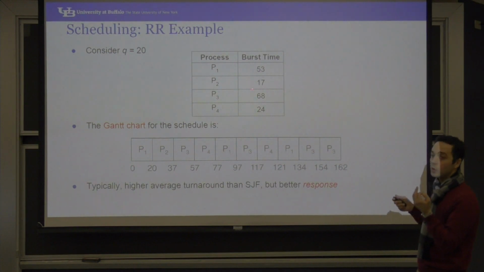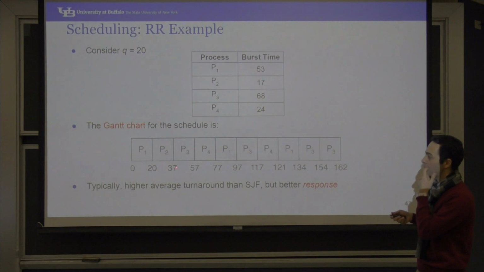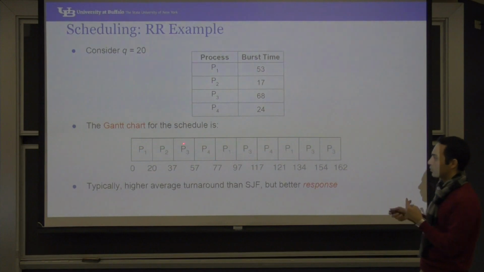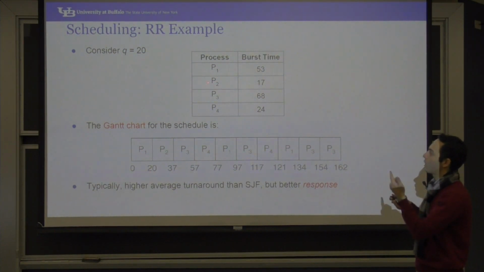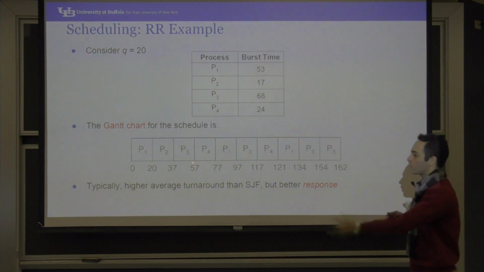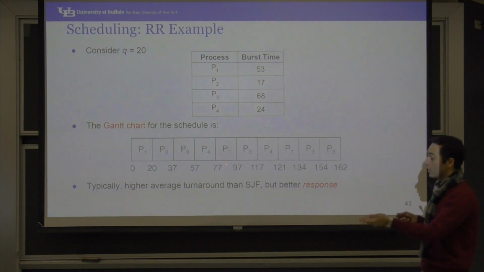P2 runs, but it doesn't run for 20. Remember to always check with this. P2 has 17 remaining, so it only runs up to this. P3 runs for 20 more, and now it has 48. P4 gets to run, and that now has 4 more left. And so these are not very proportional. After this, we go back to P1. P1 still has 33, so it gets to run for another 20 time units, and then now it has only 13.